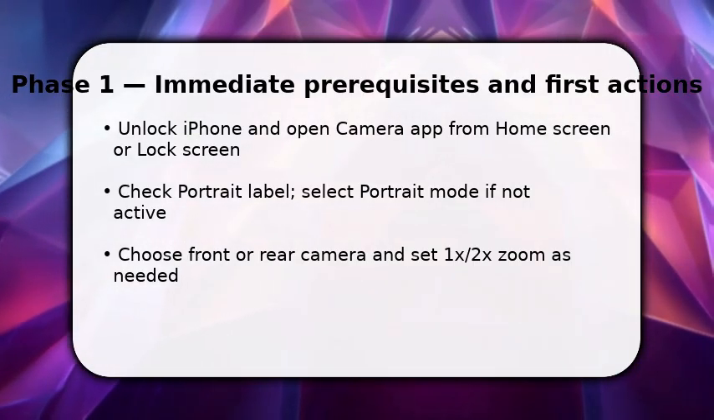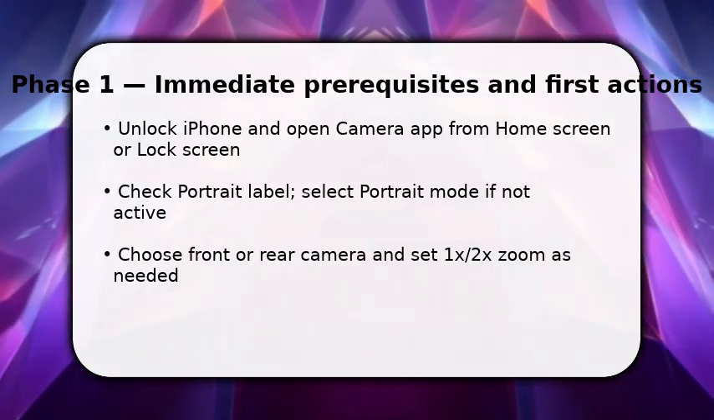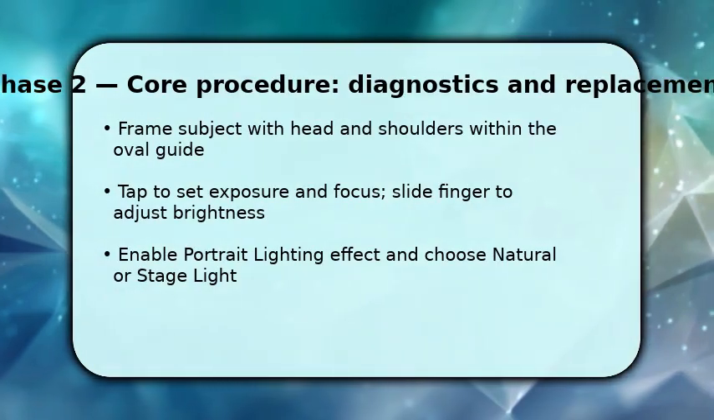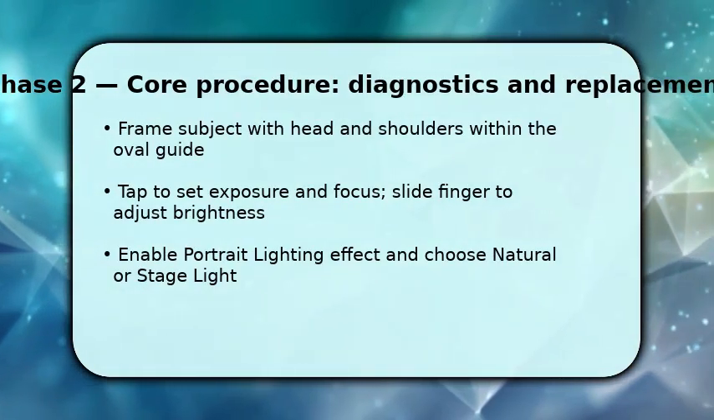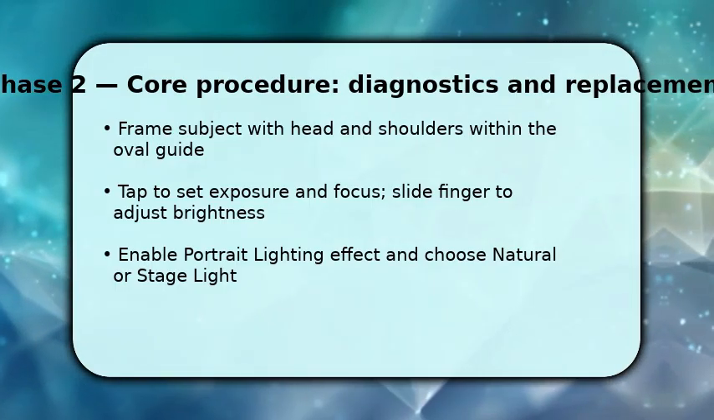Hold steady and keep the background at least 1 meter behind the subject, so the depth effect can separate the subject. You now compose and adjust exposure to control mood. Tap the subject to lock focus, then slide your finger up or down to tweak brightness. This keeps details and prevents clipping.